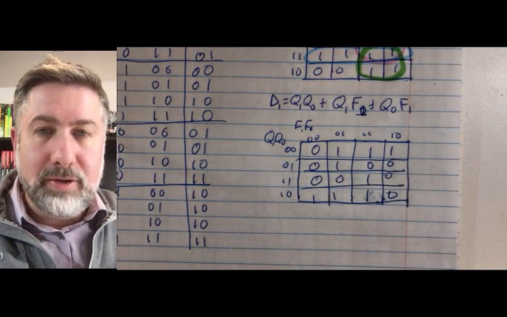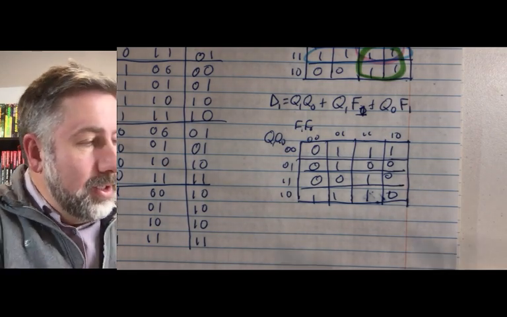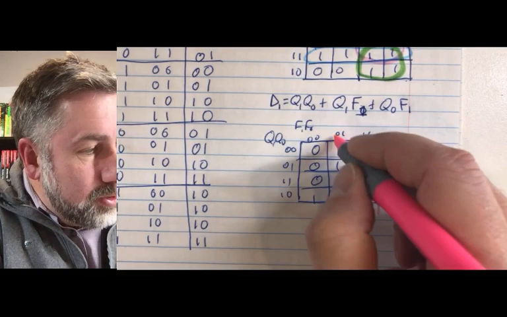And those are the values of the K-maps for this one. Now, we're going to, again, group. There's a group here.